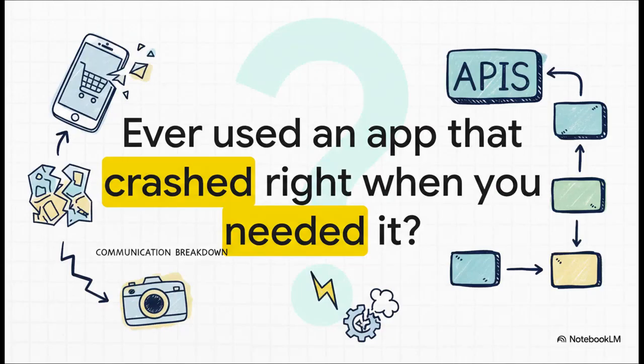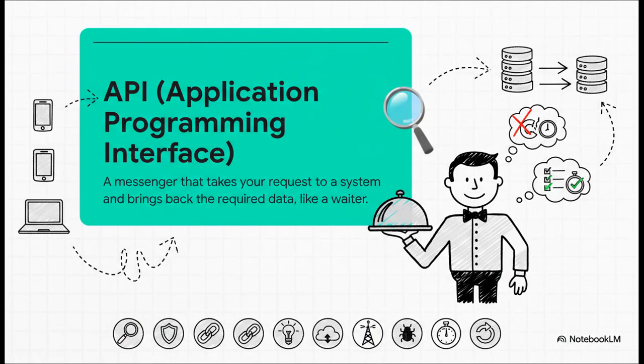Oh, you know this feeling. You're about to buy something, post that perfect picture, or check the map, and boom, it freezes or just vanishes. And you know, 9 times out of 10, the culprit is this invisible breakdown in communication, a problem with APIs. So, what is an API anyway?